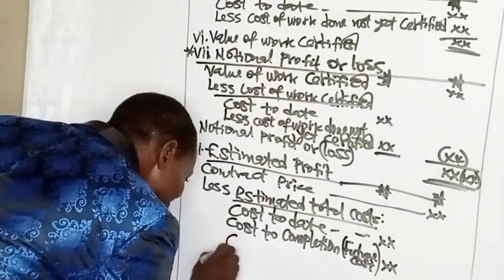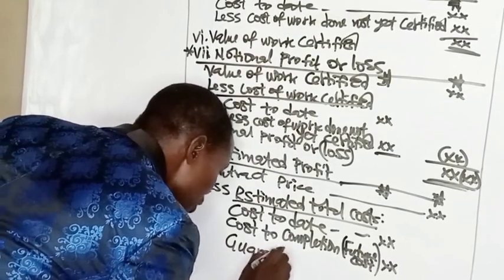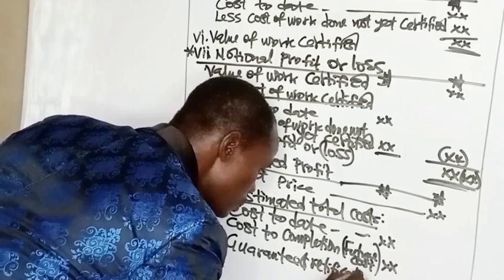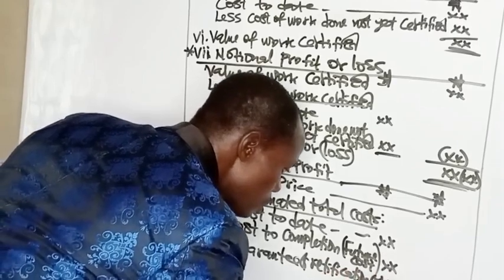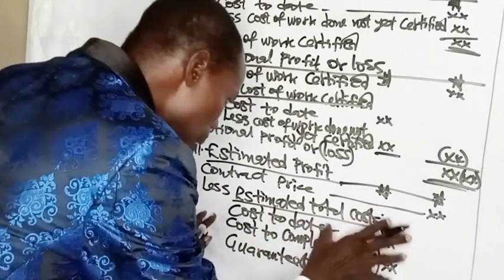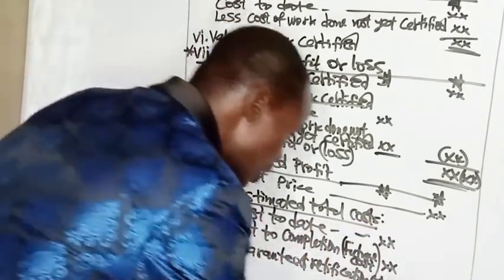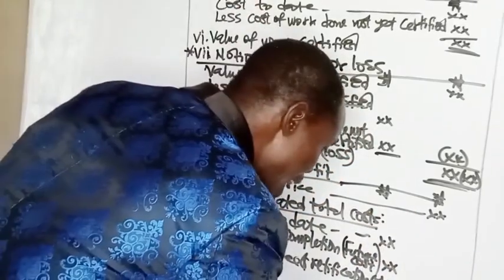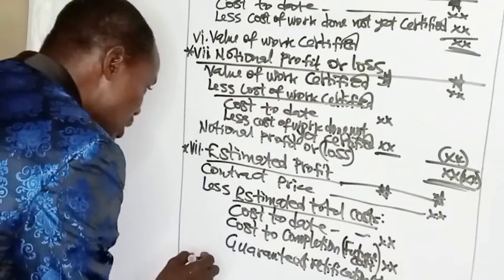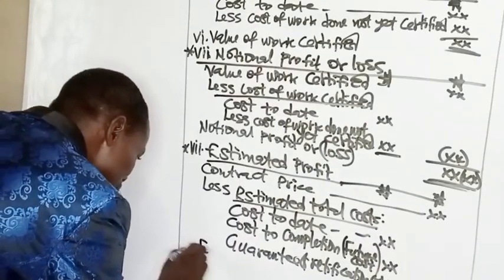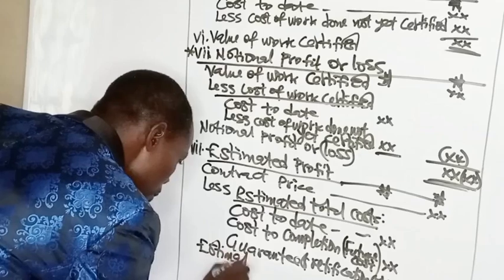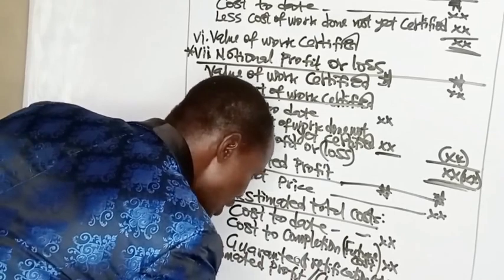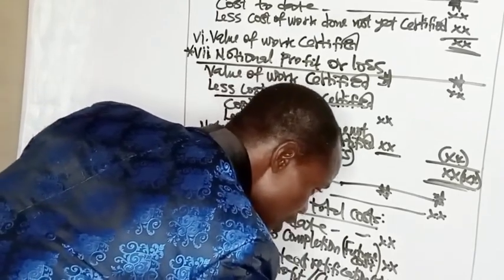Then if you are given guarantee and rectification cost, the sum of this will give you the estimated total cost. If you now subtract the estimated total cost from the contract price, you get the estimated profit or loss. If it is negative, it is estimated loss.